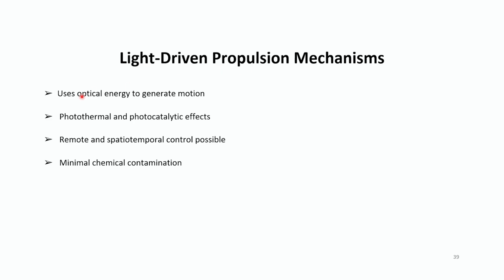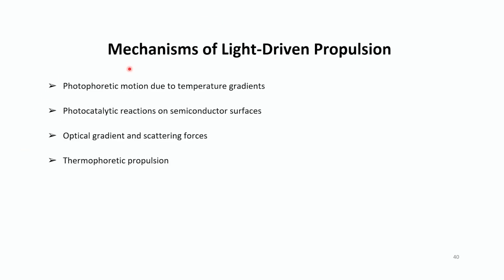Light driven propulsion mechanisms. There is a light driven propulsion mechanism which uses optical energy to generate motion. So after magnetic propulsion, we come to optical energy used to generate propulsion. These depend on photothermal and photocatalytic effects. Remote and spatiotemporal control is possible, and minimum chemical contamination is present in this method. These are the mechanisms of light driven propulsion. There is photophoretic motion due to temperature gradients.